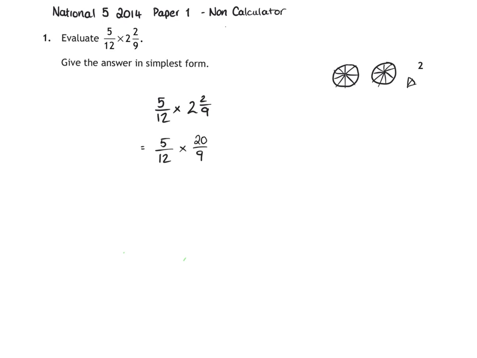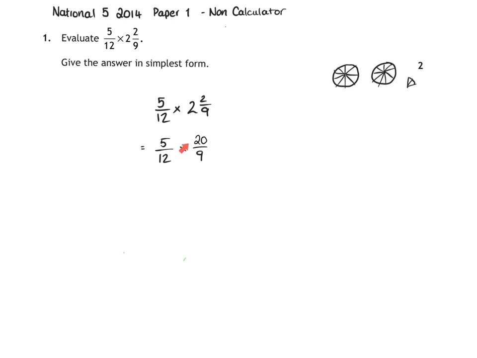Okay? So here, we can simplify before we multiply, or we can simplify after we multiply. It's generally easier to simplify before you multiply. So we're looking to simplify, and we simplify across. We can simplify the 20 and the 12, or the 5 and the 9. Because the 5 and the 9 are only both in the 1 times table, we can't do anything with those. So the 12 and the 20.